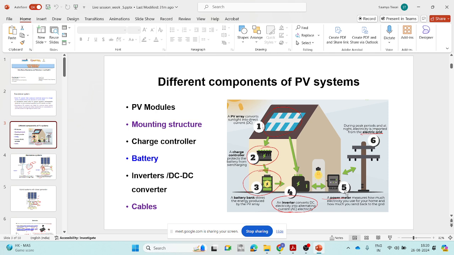So after utilizing whatever electricity is generated, if we still have some surplus energy, during peak hours of the sun, that energy can be sent back to the grid. Similarly, in peak load hours where your load requirement is very high, or maybe in the night time when your PV system is not working, if we have power deficiency, then we can get the power back from the grid. So this is the whole set of components of a normal PV system.